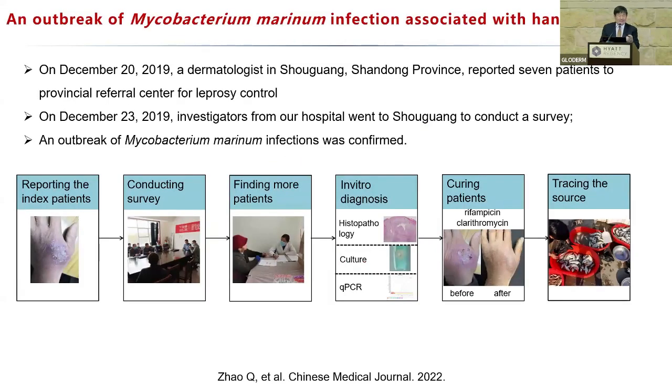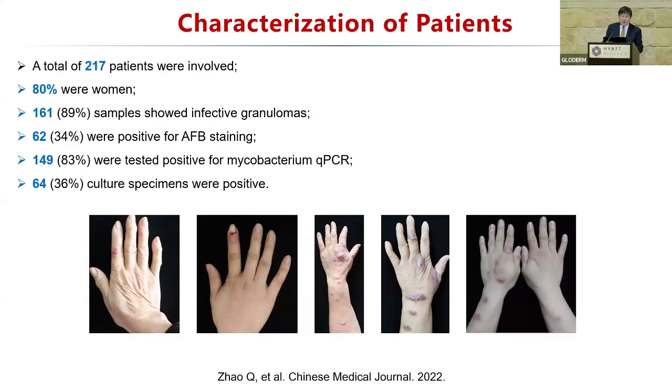So in the year 2019, an outbreak of Mycobacterium marinum infection associated with handling sea bass, a kind of fish, broke out in Shandong Province. You can see the index patient with the lesion on the hand, and we found that a total of 215 patients were involved. And all of the patients, when they handled the fish, had their hands stabbed by the fish bone. The fish was contaminated by mycobacteria.